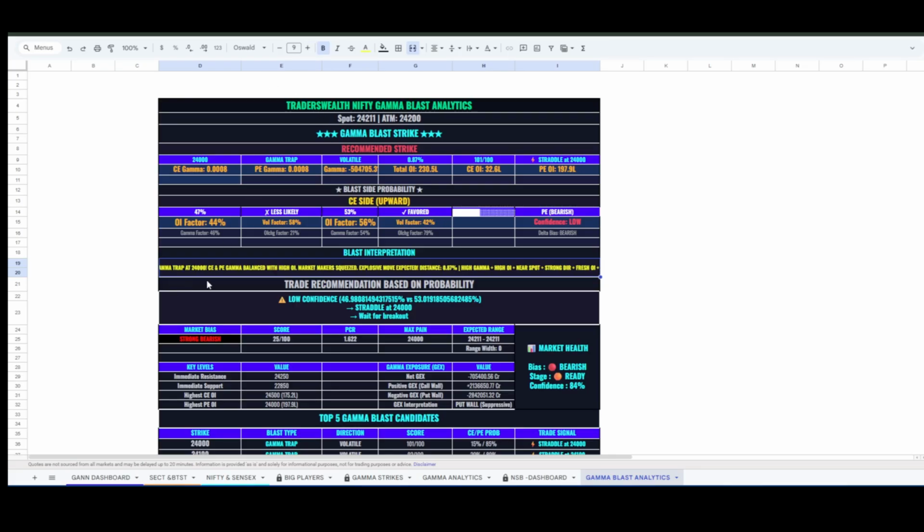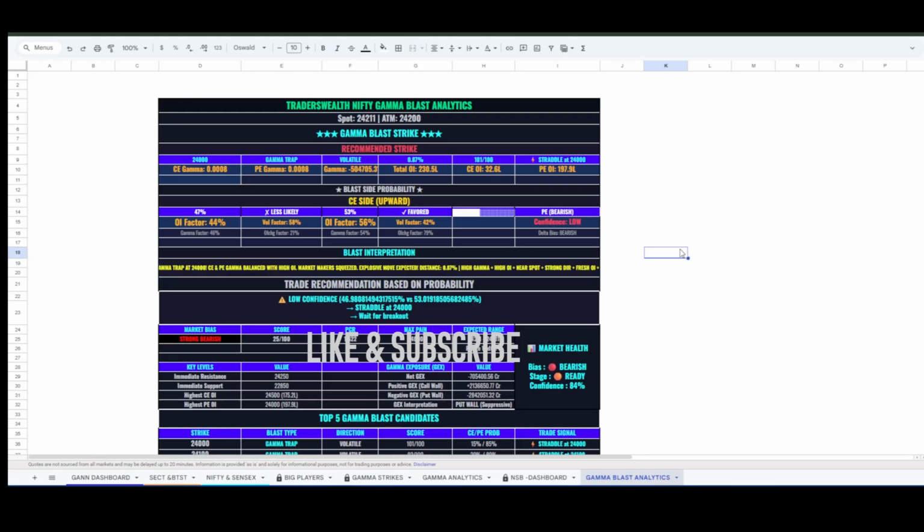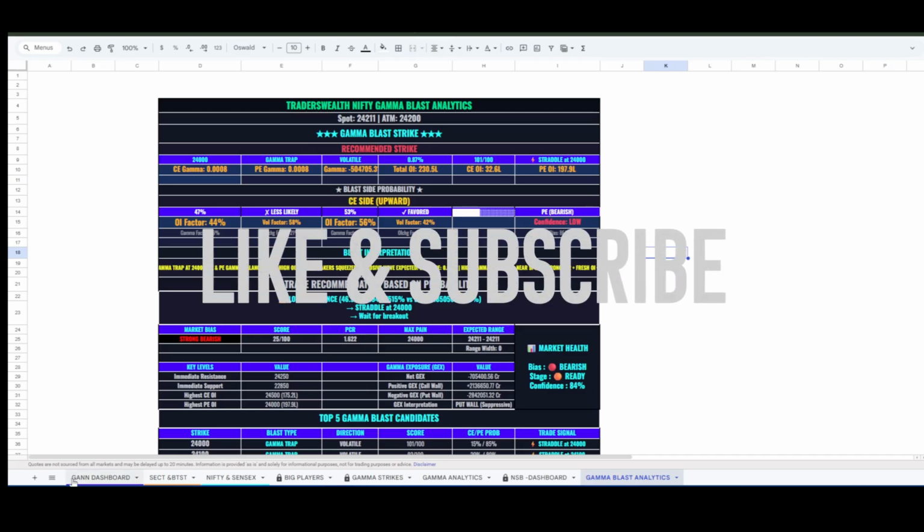Gamma trap at 24,000. Call option and put option gamma balanced with high OI. Market makers are squeezed. So that's the reason there was no gamma blast. We expected a gamma blast at 24,000, but it did not happen today. Now let's see the other sheets.